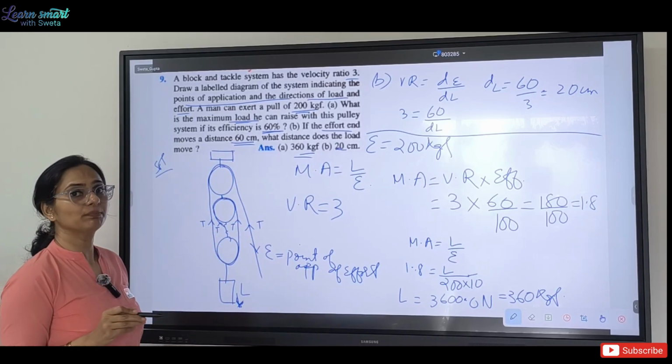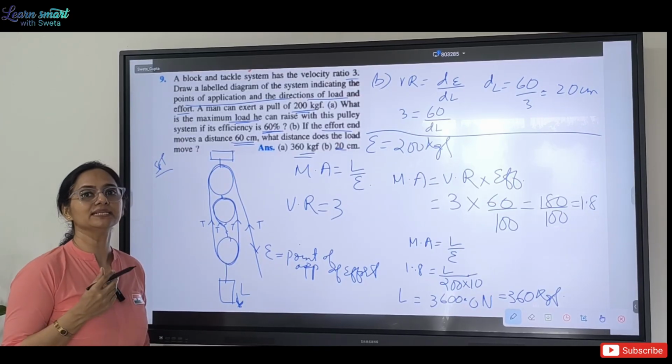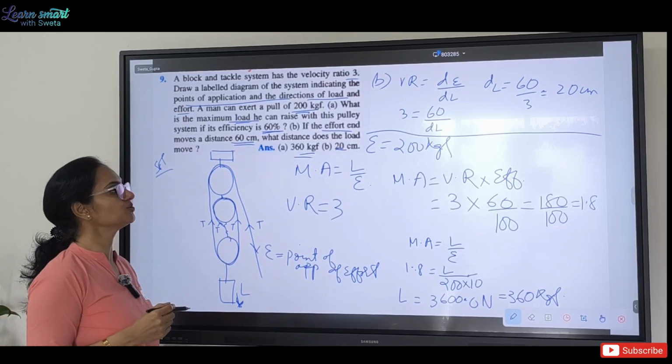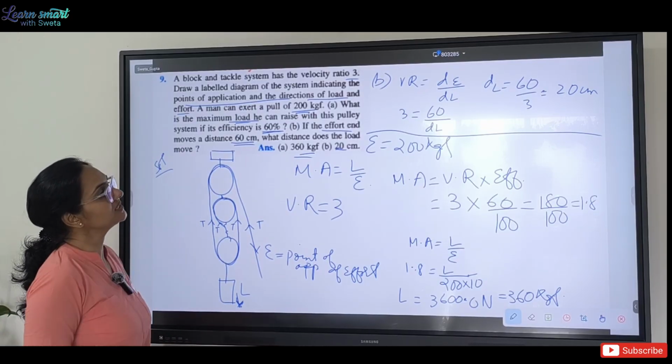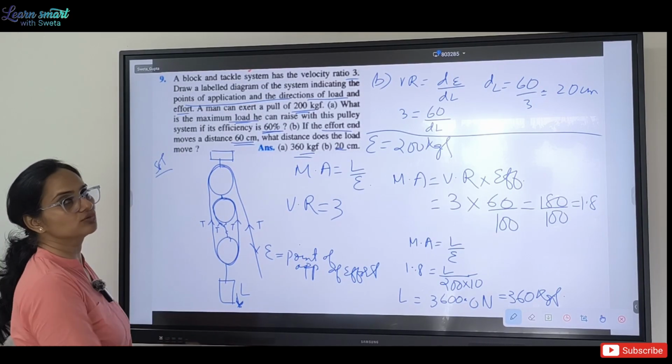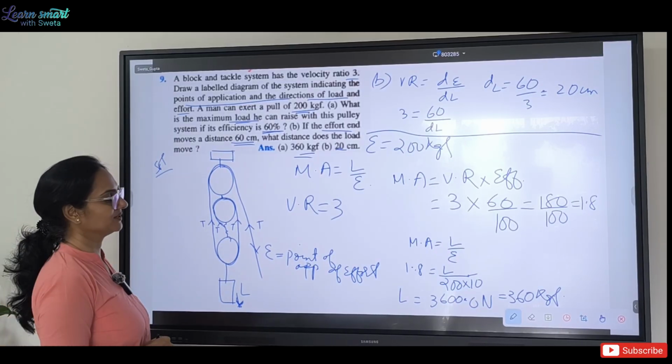So we have to also remember that velocity ratio formula is dE by dL, distance moved by the effort upon distance moved by the load, and we can calculate distance moved by the load by using that, right? Hope it is clear. Let's see the next question.